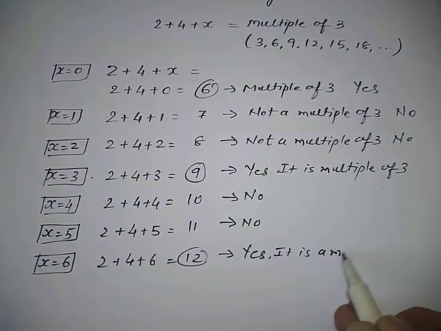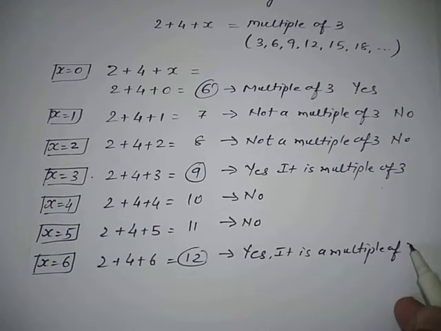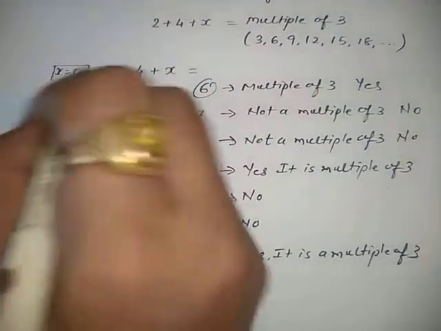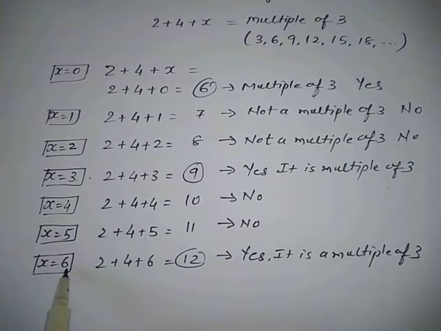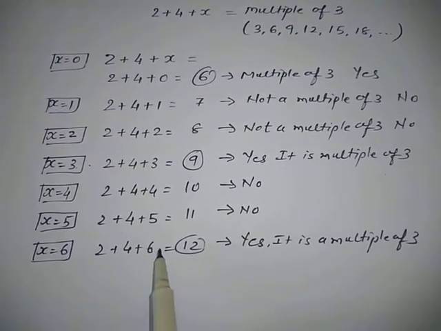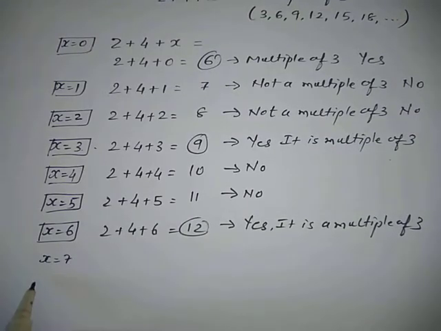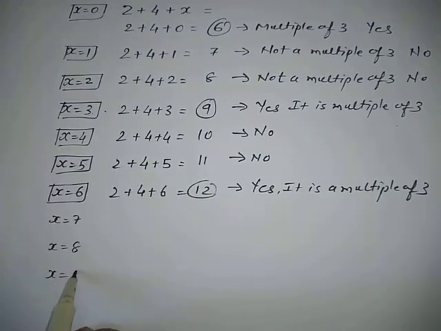It is a multiple of 3, therefore x can be 6. So this is also possible, and 3 is also possible, and x can be 6 is also possible, other is not possible. Then x is equal to 7 also we can take, x is equal to 8 also, x is equal to 9, and so on, x is equal to 10.